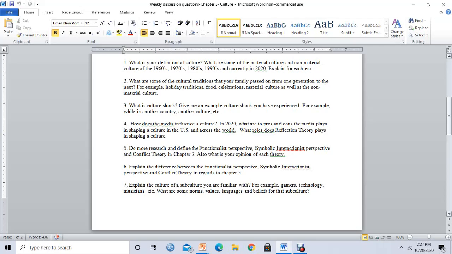Number 2, what are some of the cultural traditions? And I like asking students about this. What are some of the cultural traditions that you and your family passed on from one generation to the next? For example, holiday traditions, food. I like to eat. I'm 6'1", 245 pounds or something like that. I like to eat, so I love hearing about different family traditions.